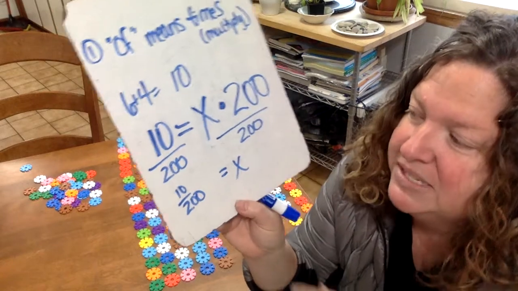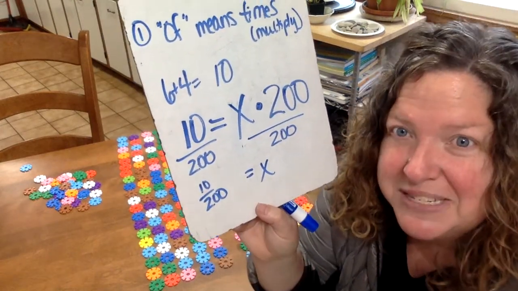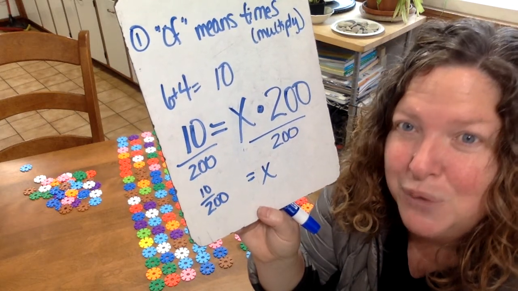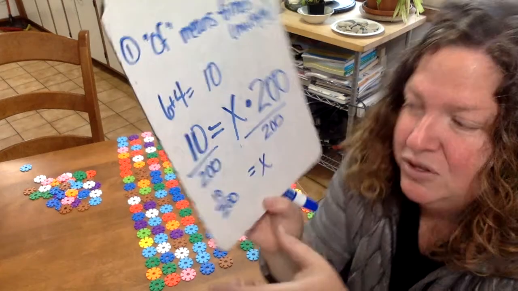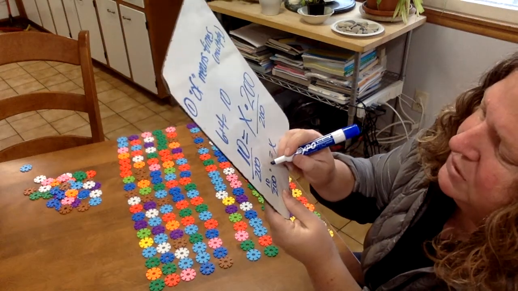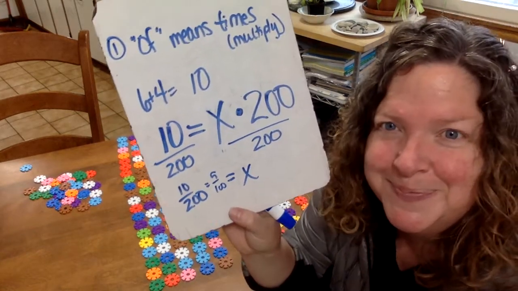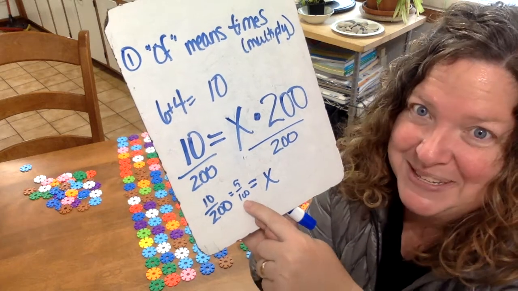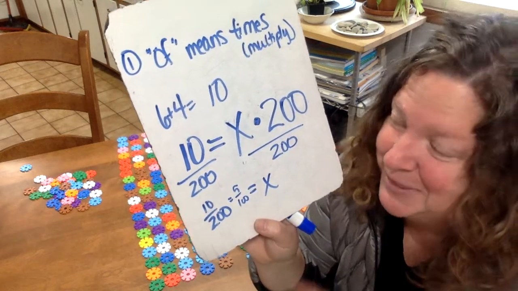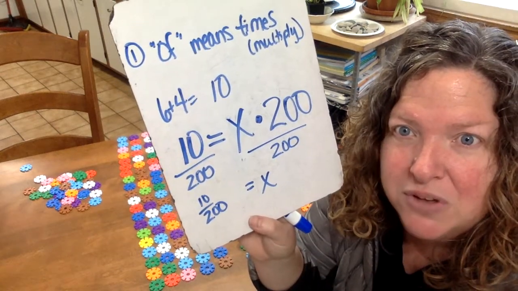You might also say, wait a minute, 10 out of 200. I also know that's the same as 5 100ths. Or you might not. You might say, yeah, I know that. I know 10 200ths is the same as 5 100ths because I just divided by 2. That'd be a good strategy. Then you have 5 100ths equals X. That's getting really good. But what if you said, no, I didn't know that? Okay. How are we going to solve this then?